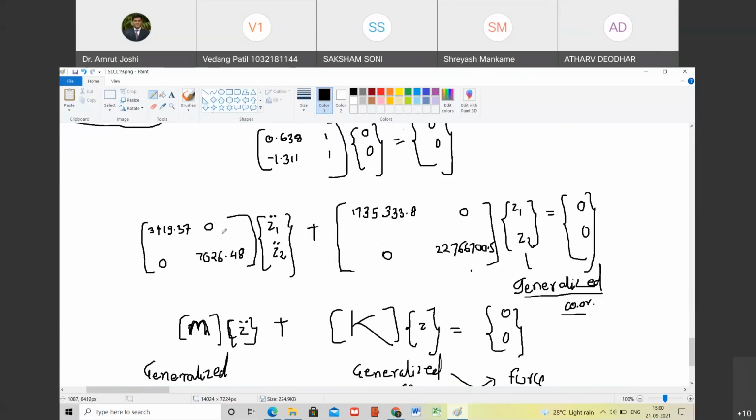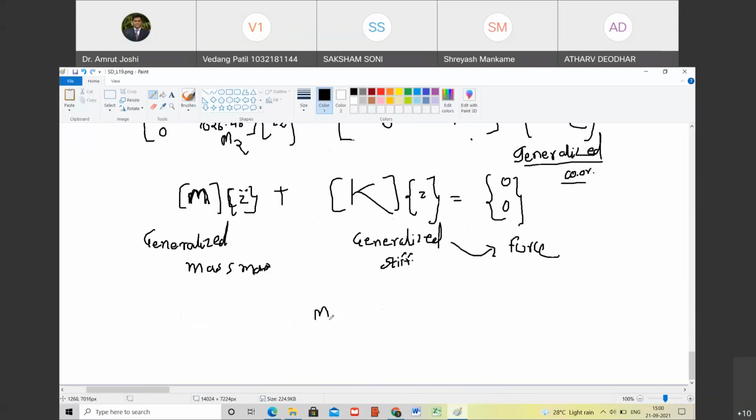Now I will call this M1, capital M1. I will call this M2. I will call this capital K1, and this capital K2. Do you agree with me? So what is the equation that I get?